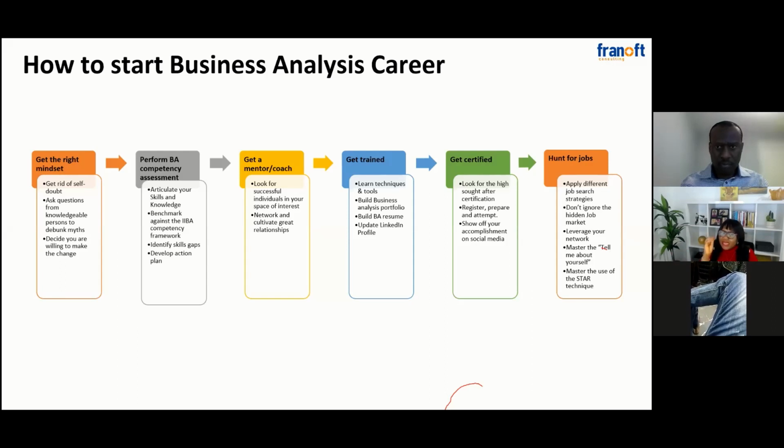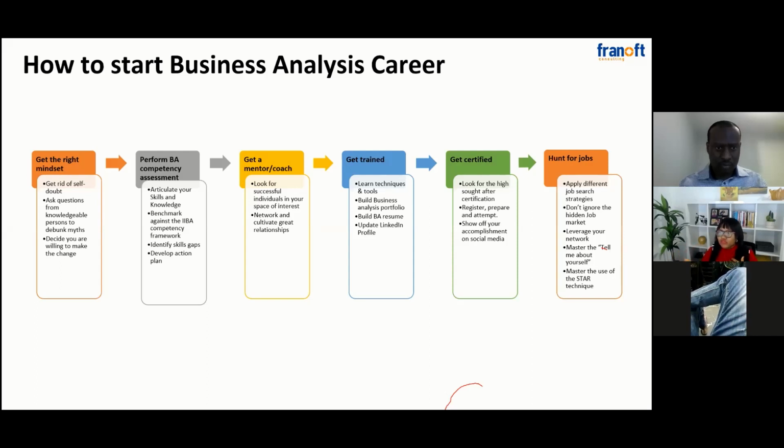So get trained, learn the right techniques, and so right now you practice business analysis unconsciously. There are frameworks, there are methodologies, there are tools, there are techniques that are used in the practice of business analysis. You need to learn that. We would help you do all that.